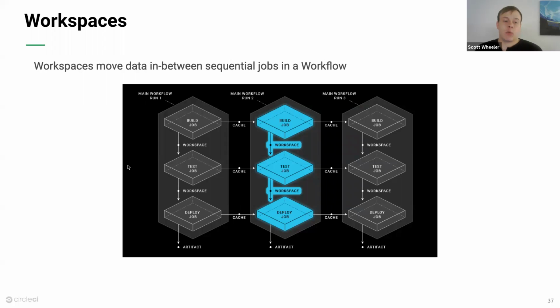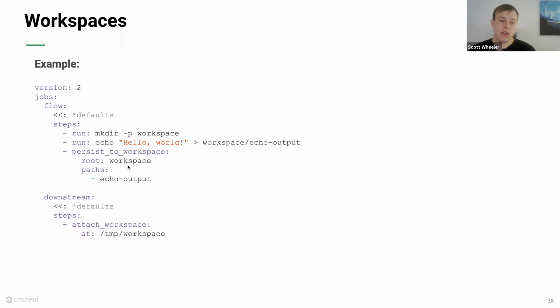Moving into workspaces, workspaces move data in between sequential jobs in a workflow. An example of using workspaces: here we make a directory for workspace. We echo hello world into a file, echo output. We persist to workspace and save the echo output. Downstream, we will attach the workspace. And then from that point at the downstream job, you'll be able to access the workspace /echo output file.